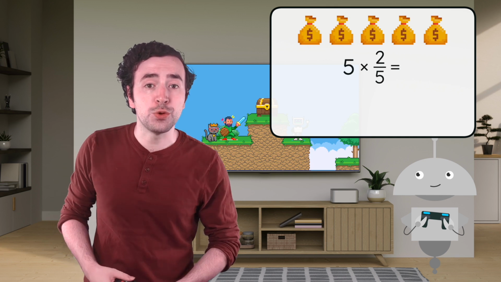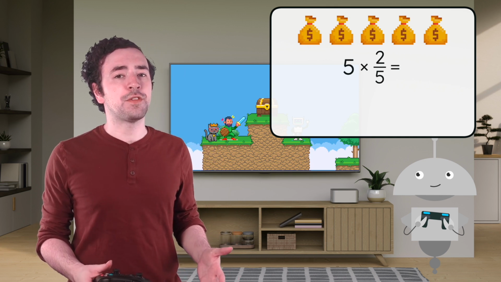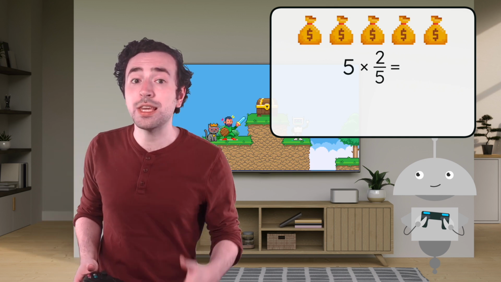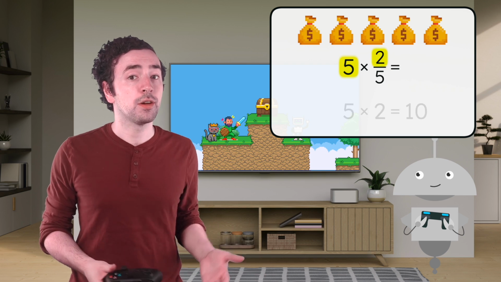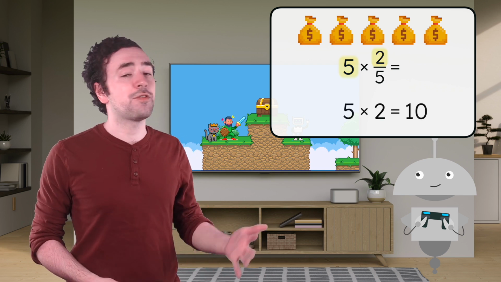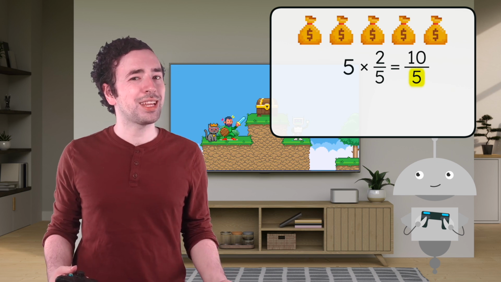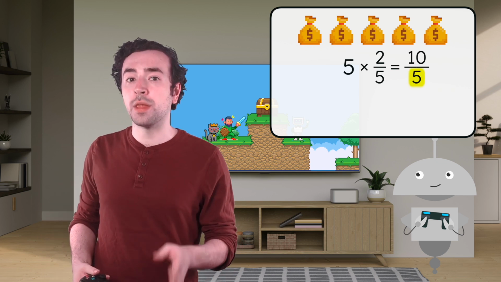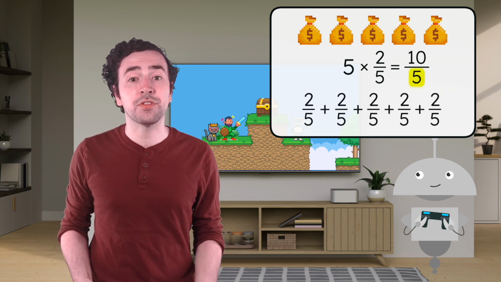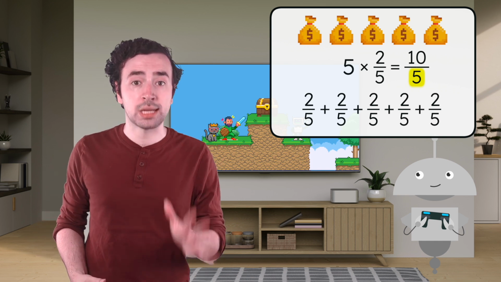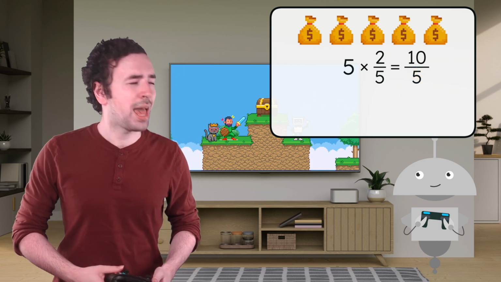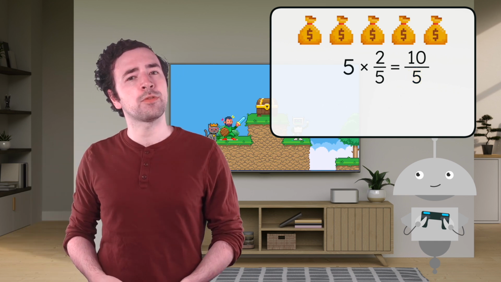5 times 2/5. Instead of adding 2/5 5 times, we can multiply the whole number by the numerator. 5 times 2 equals 10, so 5 times 2/5 equals 10/5. The denominator stays the same when multiplying by a whole number because we're repeatedly adding fifths a total of 5 whole times. But wait, 10/5 is an improper fraction.